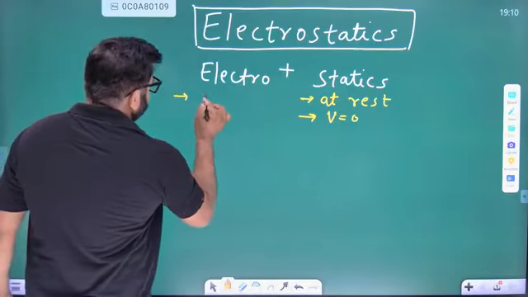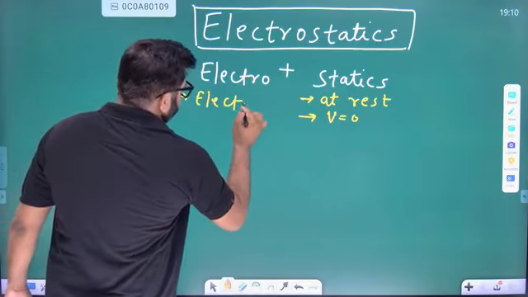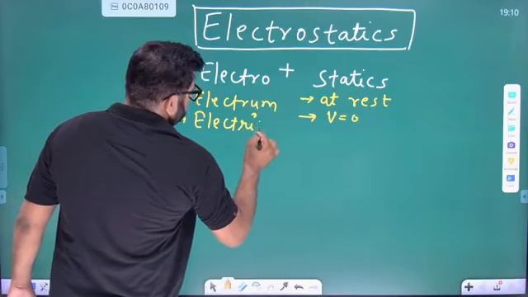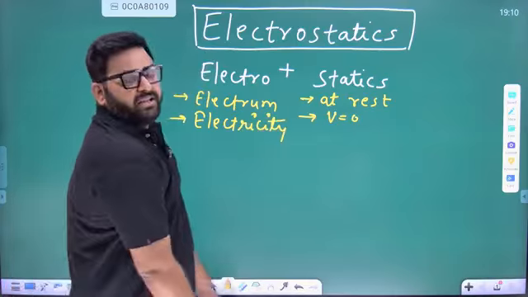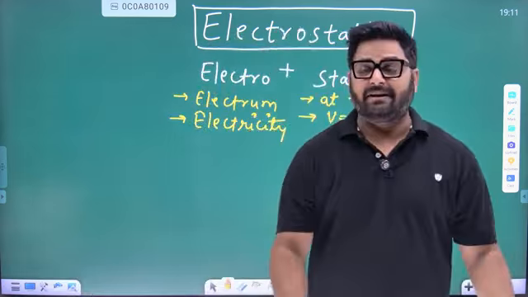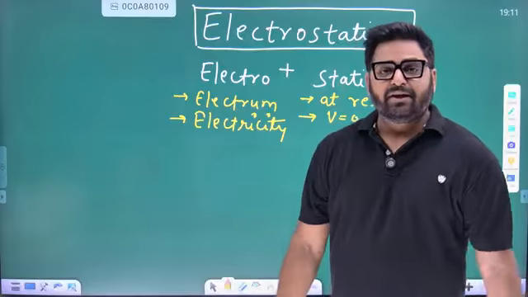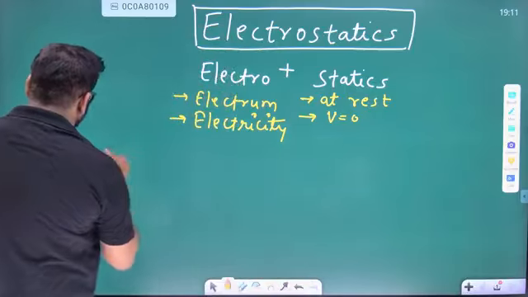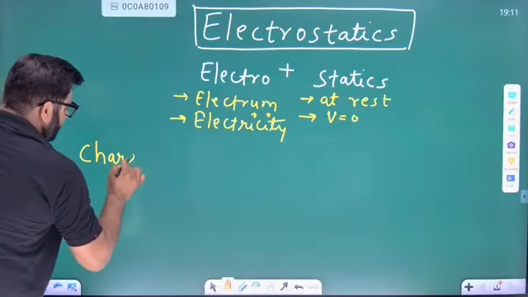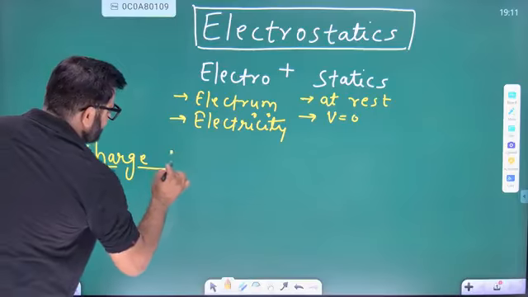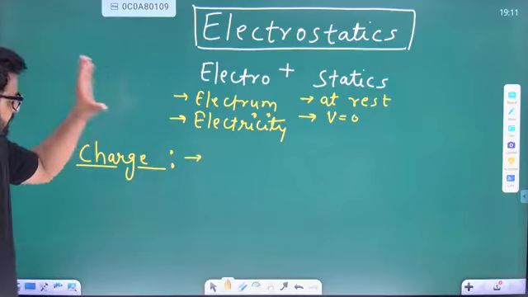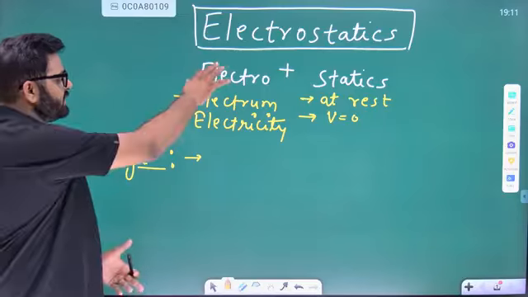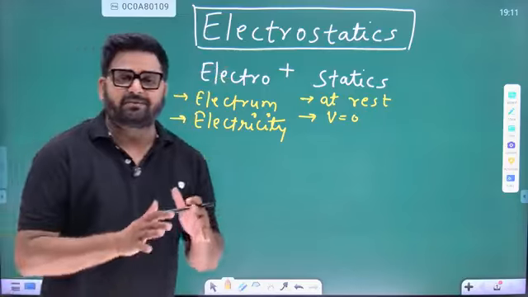Electro comes from the word electrum, electricity. You must have heard the name electricity. Everyone of us is aware of this word, whether you are from a science background or not. These words originate from a physical property known as charge. So if you master what charge is, its properties, each and everything about charge, you will definitely understand what electro is, what electrum is, and what electricity is.